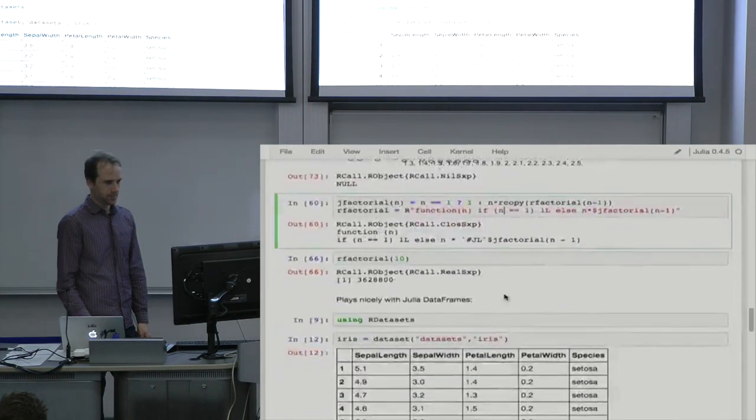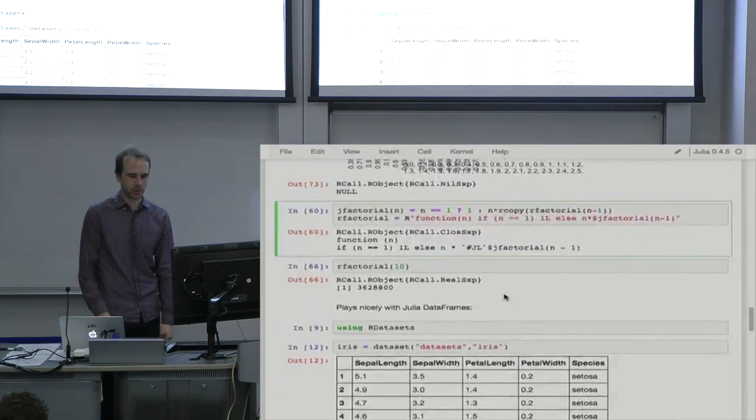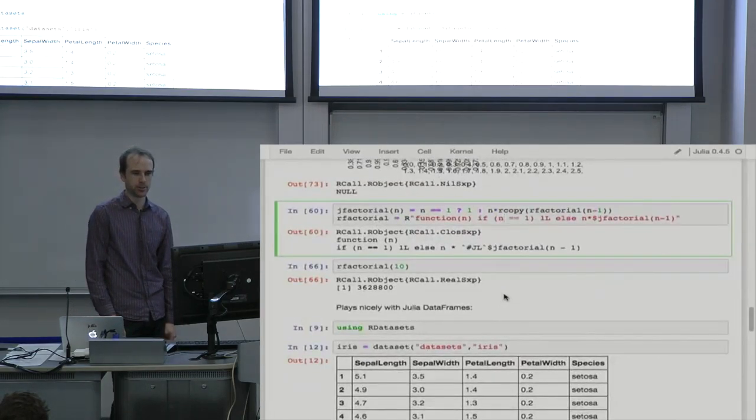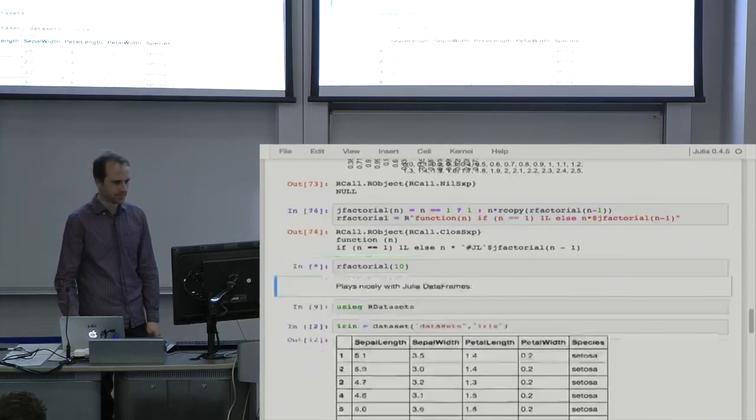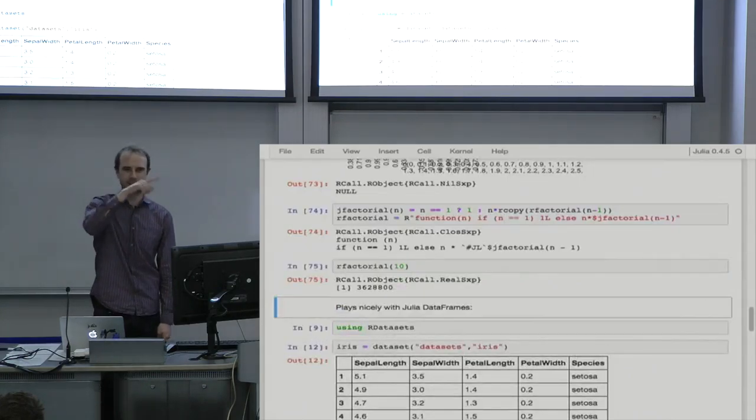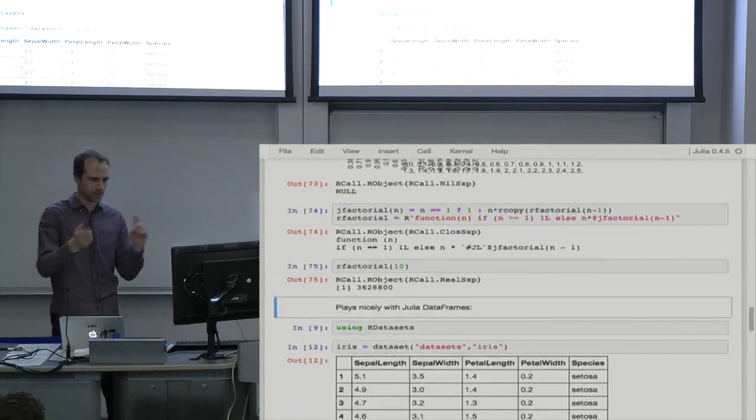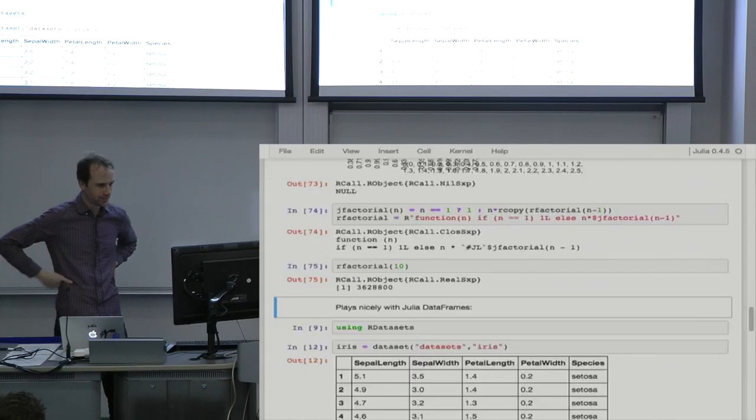And now let's get crazy. Here we have a factorial function written in possibly the worst possible way. We have j factorial, which calls r factorial, and r factorial, which calls j factorial. And that all works nicely. Basically, your factorial works nested down, alternately calling j factorial and r factorial, and that should work as always.